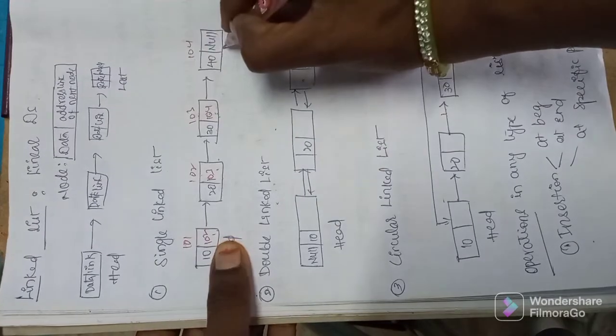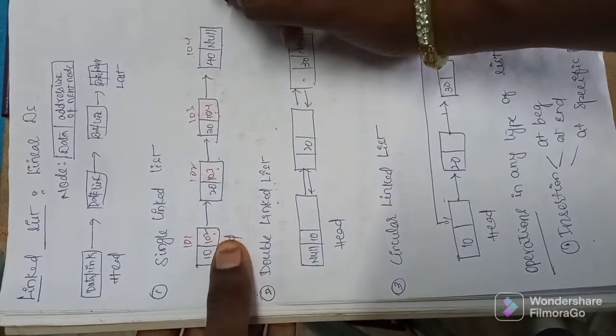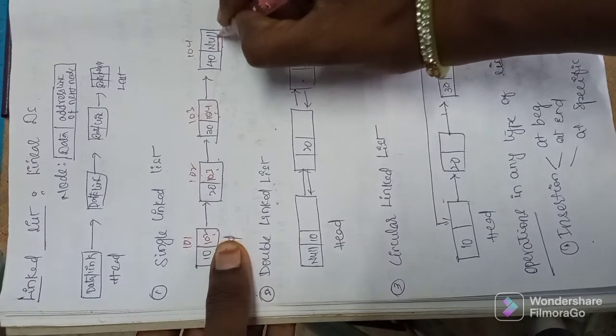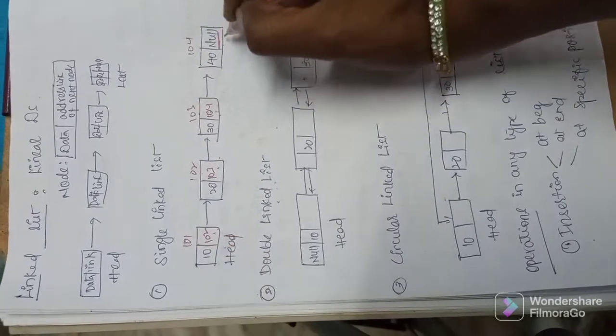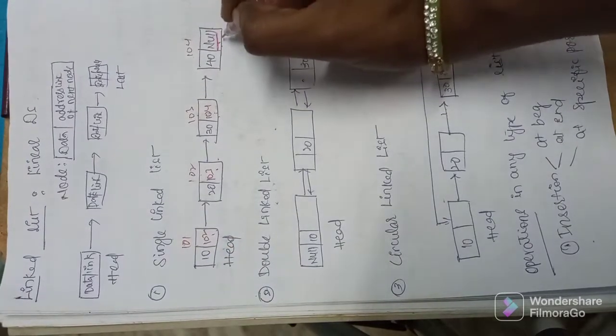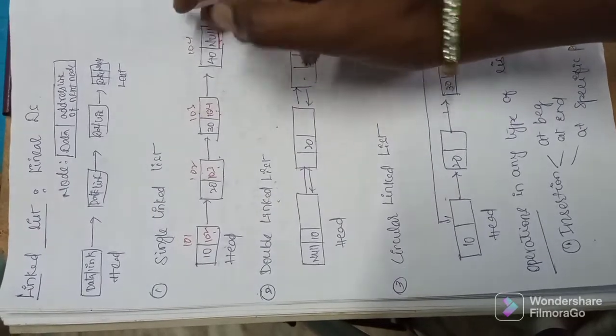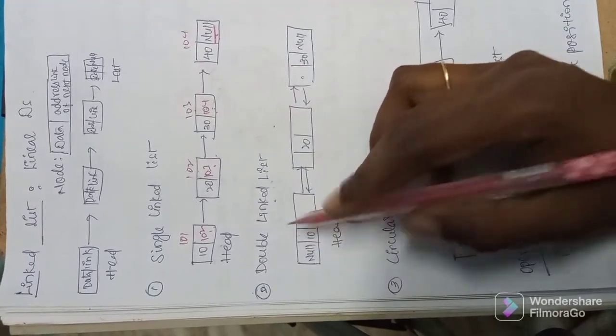Now this is the last node, so it is not going to connect with any other node, so you will specify null. That means a node containing null as the address is what we call the last node. In the double linked list it is also the same.